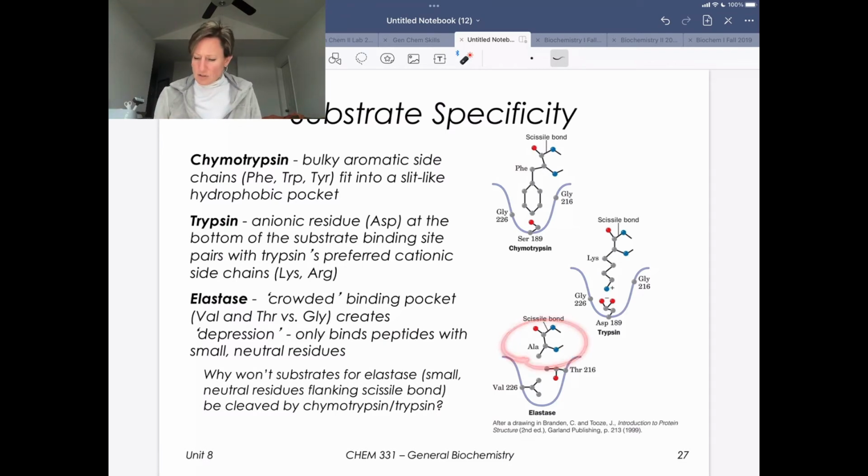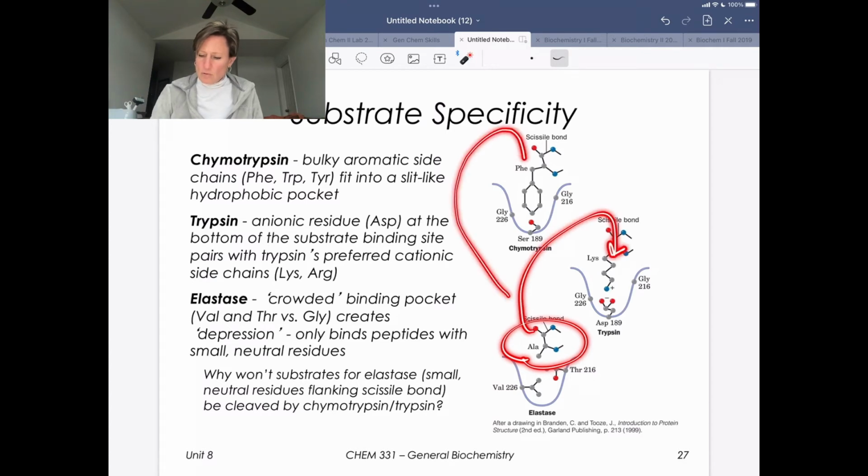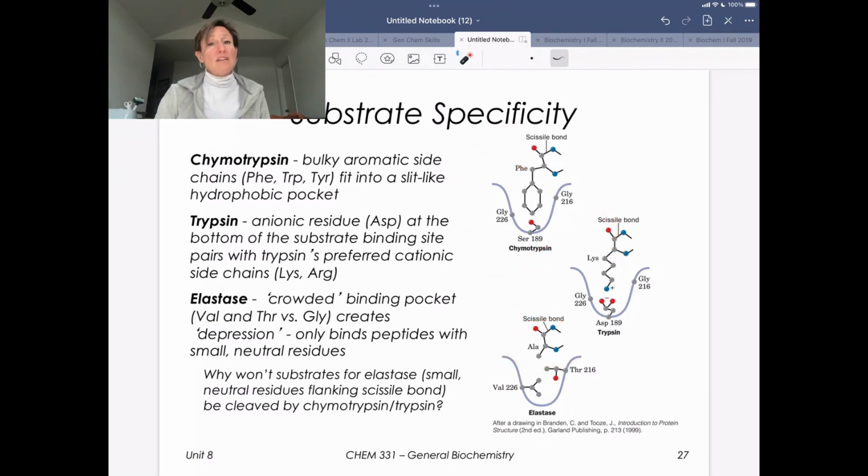Why would this substrate not be able to bind into the active sites for these other enzymes? Well, remember, if we're putting this residue in where it cannot form these favorable interactions, the slit-like pocket with chymotrypsin, or the positive-negative electrostatic interaction with trypsin, it's not going to be compensated for. So it doesn't hang around long enough in that substrate binding pocket to have chemistry happen.